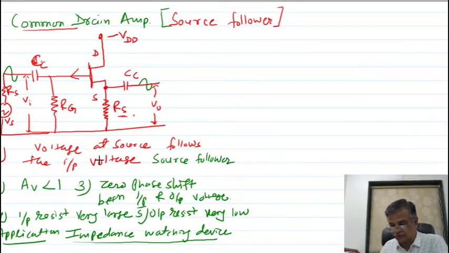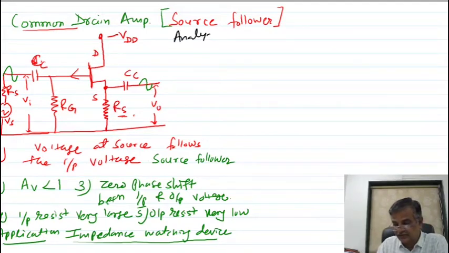So first, the characteristics. The voltage at the source follows the input voltage, so it is called a source follower. Second, voltage gain of the circuit is less than 1. Third, there is zero phase shift between the input and output voltage signals. Fourth, input resistance is very large. Fifth, output resistance is very low. The application: this circuit is used as an impedance matching device because input resistance is large and output resistance is low. Now, let us do this analysis.